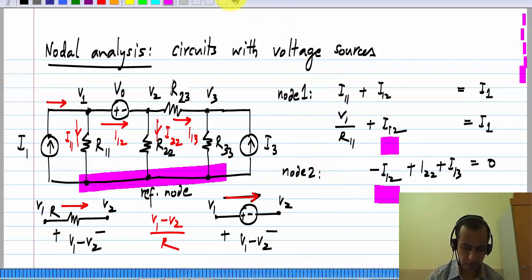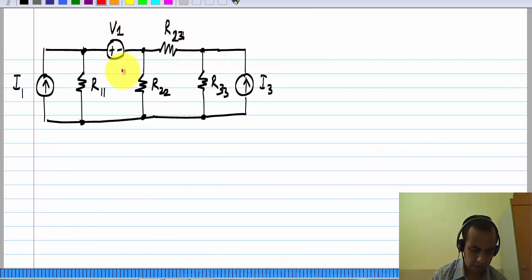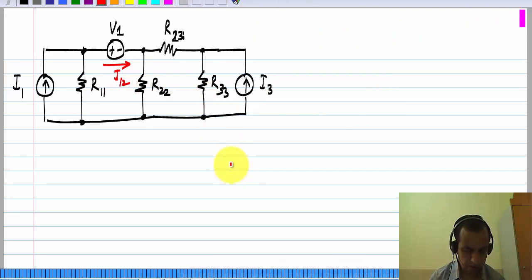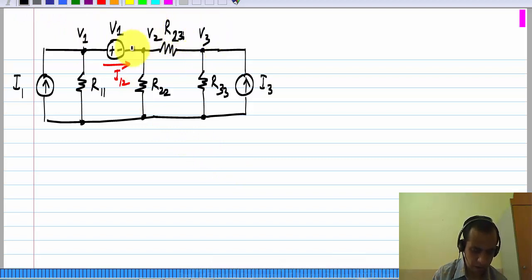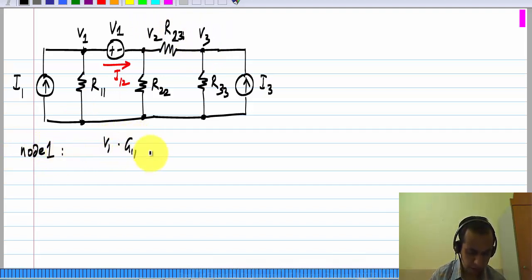Okay. So let's look at that. So again I will take I12 that way. Okay. And for node 1 I would write V1 times G11 plus I12 equals I1.